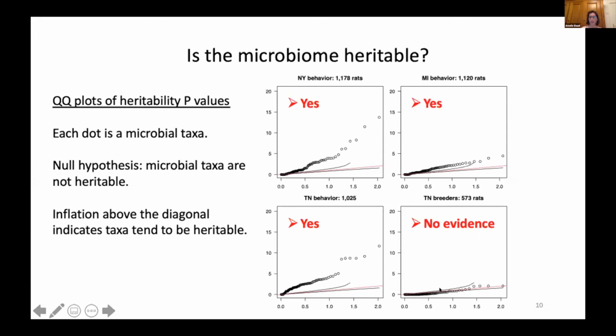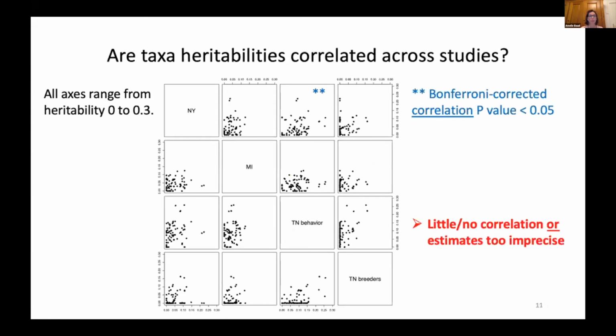That is not the case in Tennessee breeders. So there is evidence in those 3, not in this one, but we need to remember that in the Tennessee breeders, the sample size is half of the other ones. And so there is no evidence, but it's possible that it's due to a lack of statistical power. So there is evidence the microbiome is heritable across the board of microbial taxa.